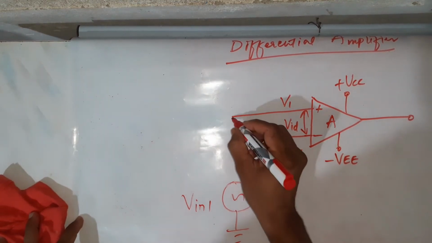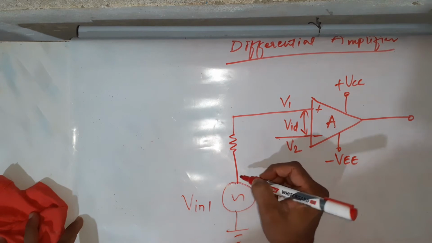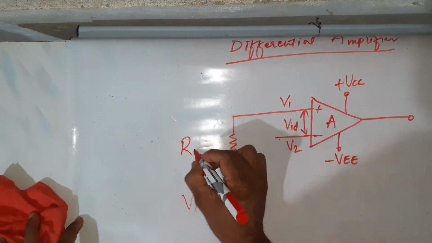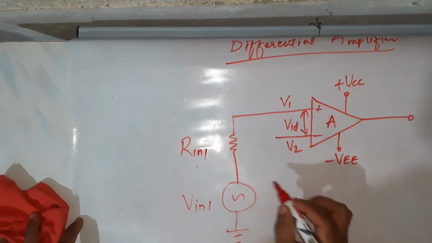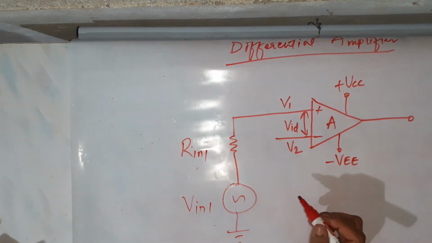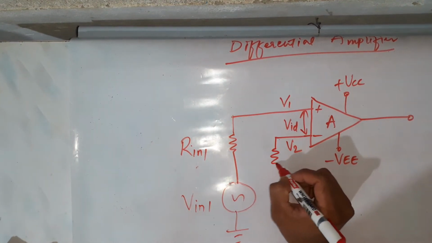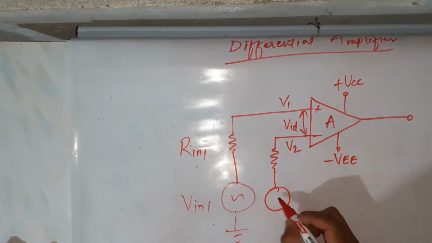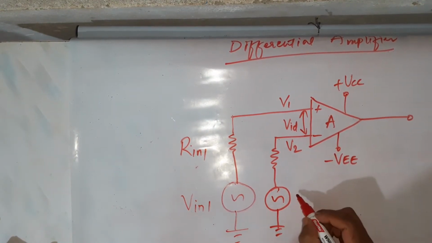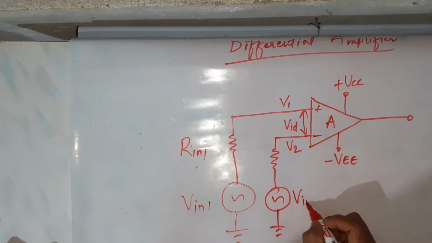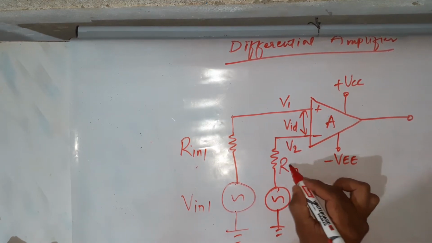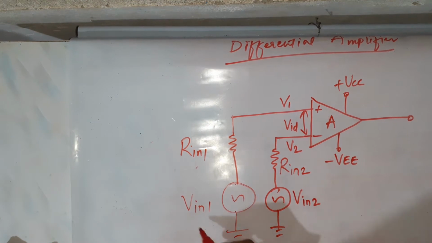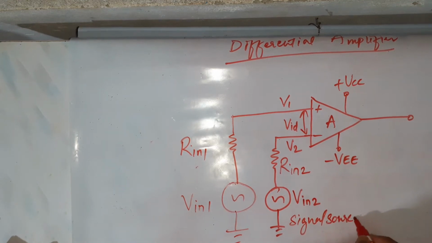Okay. Now before going into supply voltage, let me have one small resistor, that is resistance of input 1. Okay, R in 1. Similarly, second input, this will be V in 2. So this will be R in 2. Okay. So this is your input signal, source signal, also called as input source signal.